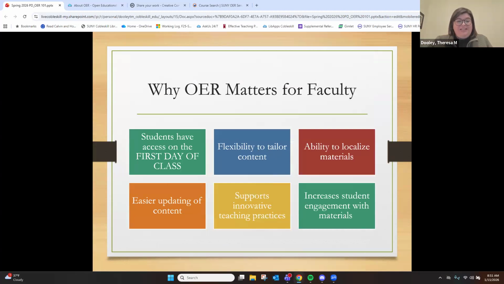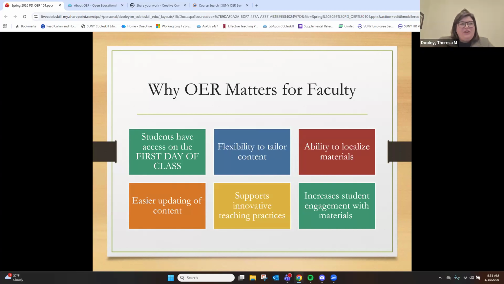So for faculty, why does this matter for you? One of the really good things about OER is when you link it into your syllabus or your LMS, students have access on the very first day of class, which is huge. Imagine having all the students prepared during syllabus week. How often does that actually happen? I know I was never that student.